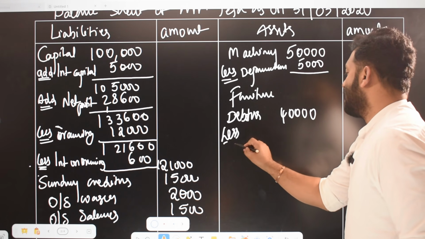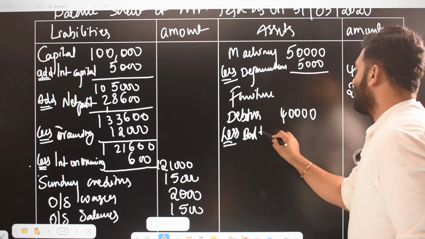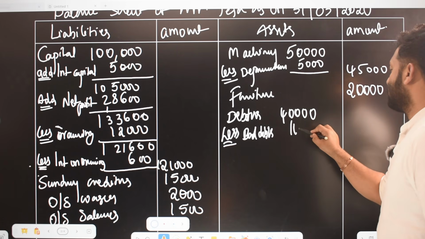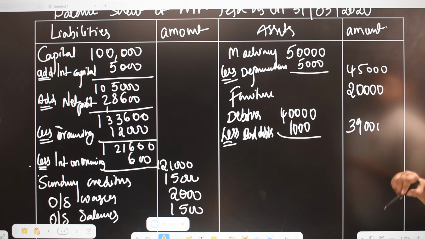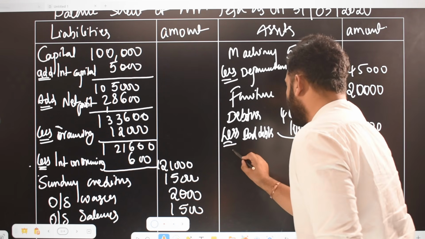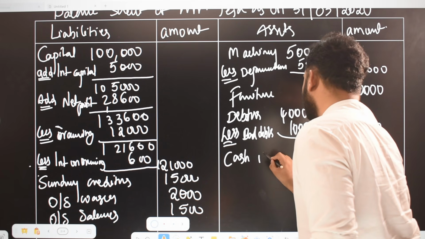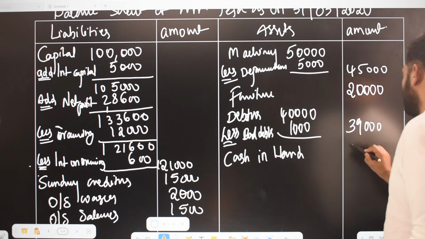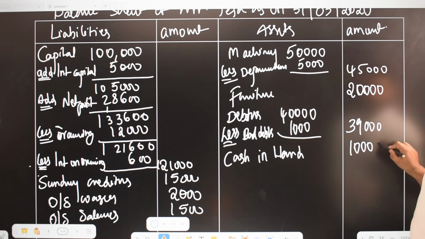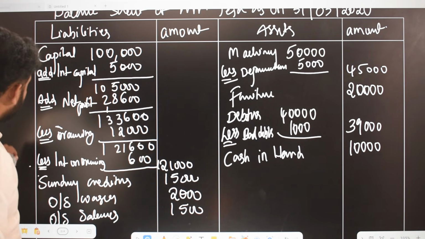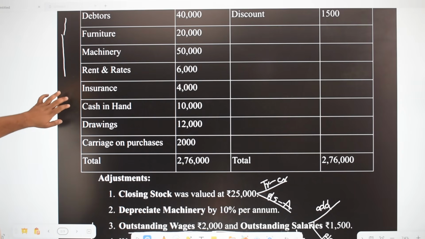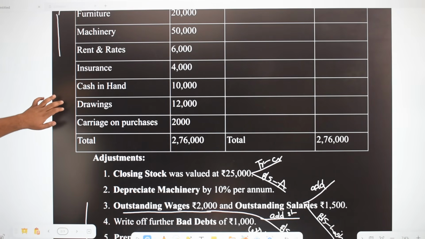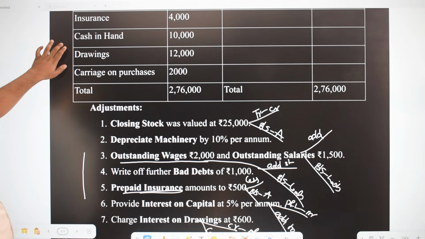Less bad debts. How much? 1,000, which is given in the adjustment, so 39,000 in the amount column. Clear? Next, cash in hand, 10,000. Check the other assets. Debtors is done, furniture 20,000 done, machinery done, insurance we have in adjustment, cash in hand 10,000, drawings already deducted, done. Now check the adjustments, closing stock.